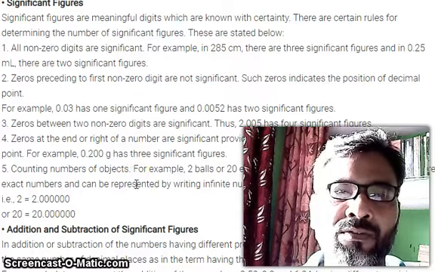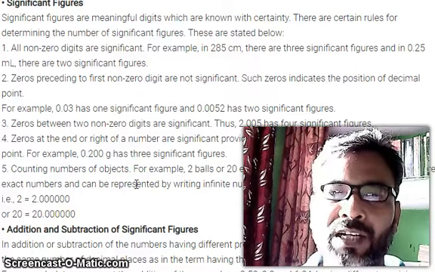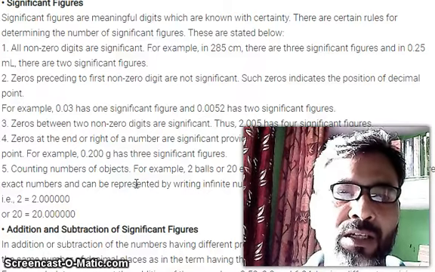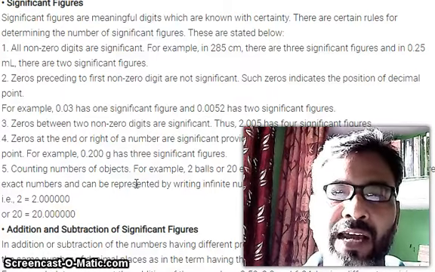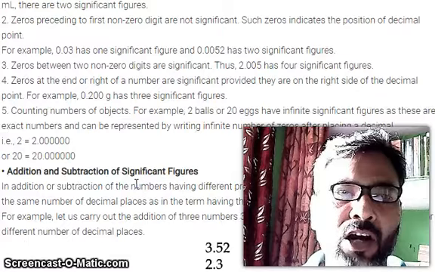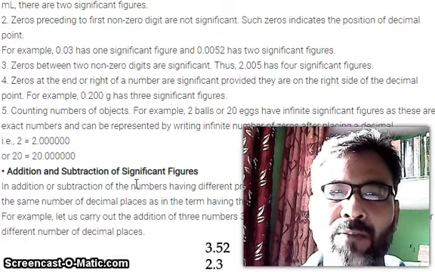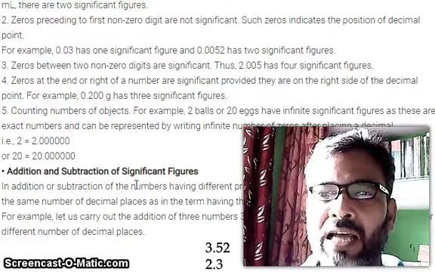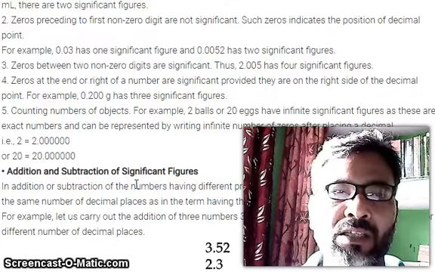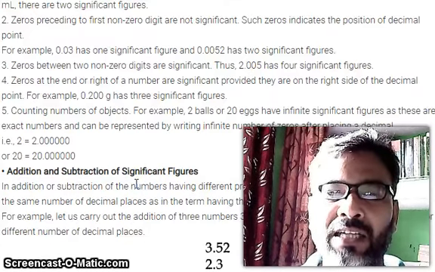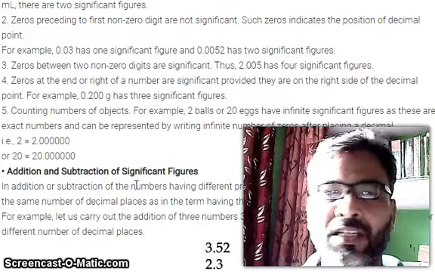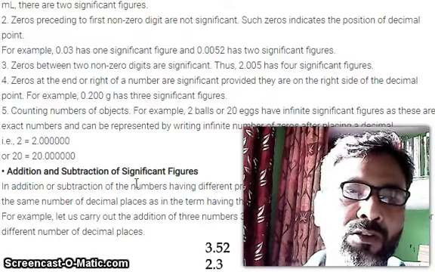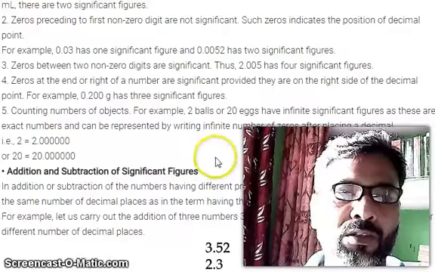Zeros at the end of or right of the number are significant, provided they are on the right side of the decimal point. For example, 0.200 grams has three significant figures. Counting numbers of objects, for example 2 balls or 20 eggs, have infinite significant figures, as these are exact numbers and can be represented by writing an infinite number of zeros after placing a decimal. That is, 2 is equal to 2.0000 or 20 is equal to 20.00.